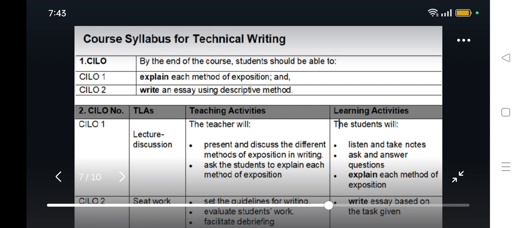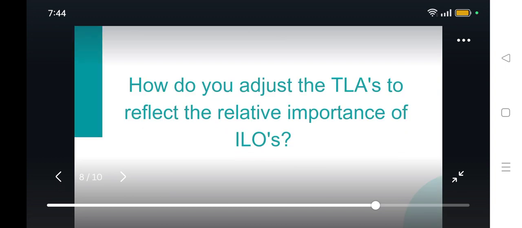So ladies and gentlemen, please always make sure that when you prepare or design your lesson plan, all the teaching activities are explicitly written. Learning activities must also be well written there. So don't just put TLA or teaching method, lecture discussion, seat work, and you put question and answer, because that is not sufficient. So I hope this video was able to contribute something.